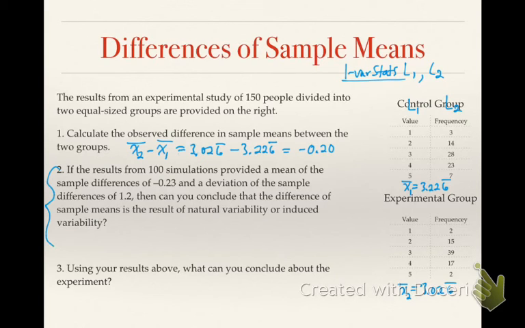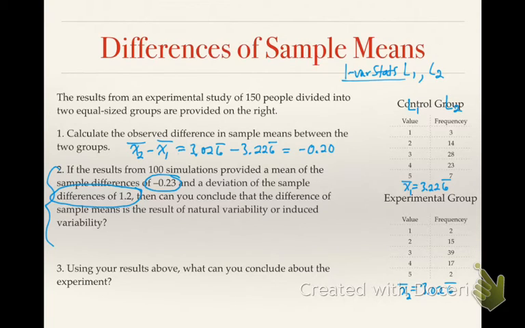Now, the results of 100 simulations were done, and simulations are just taking those 150 people and randomly selecting them and putting them into the control, 75 into the control, 75 into the experiment, calculating the means, calculating the difference. Doing it again, bunching them up and putting 75 into the control, 75 into experimental. Again, random selection, so we're not figuring out ways of dividing them up. It's just a random division into the control and experimental groups. And the results provided a mean of sample differences as negative 0.23 and a deviation of the differences as 1.2.